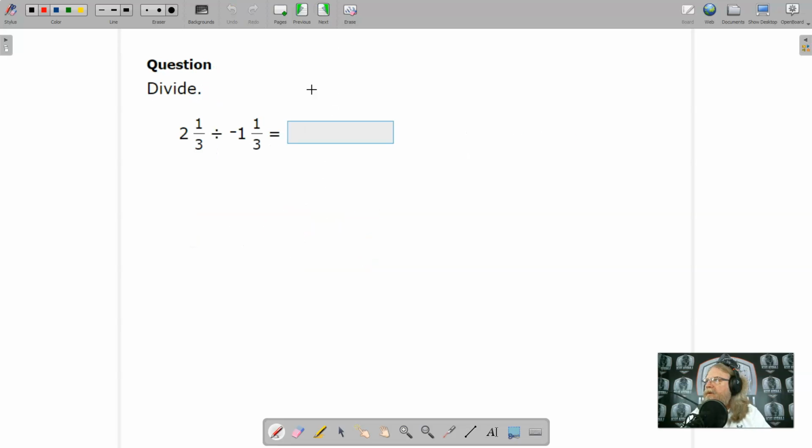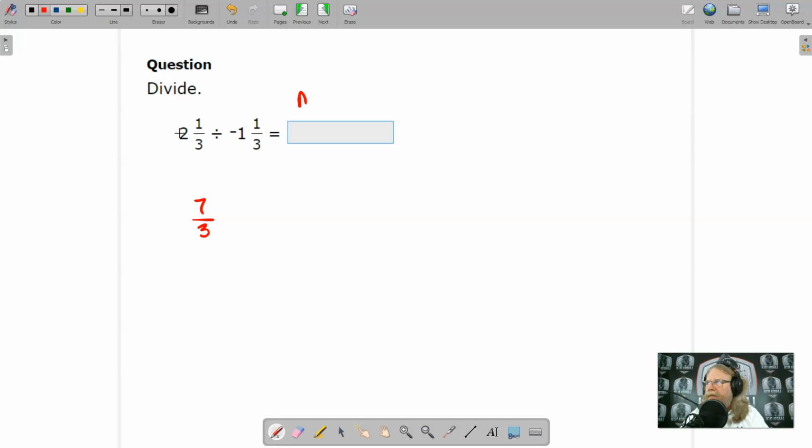So let's look at our next one. Here we have a positive divided by a negative. So in this case, our answer is going to be negative. So let's just remember the answer is going to be negative, and let's go ahead and work this one out. So 3 times 2 is 6 plus 1 is 7. So I'm just converting these mixed numbers into improper fractions.